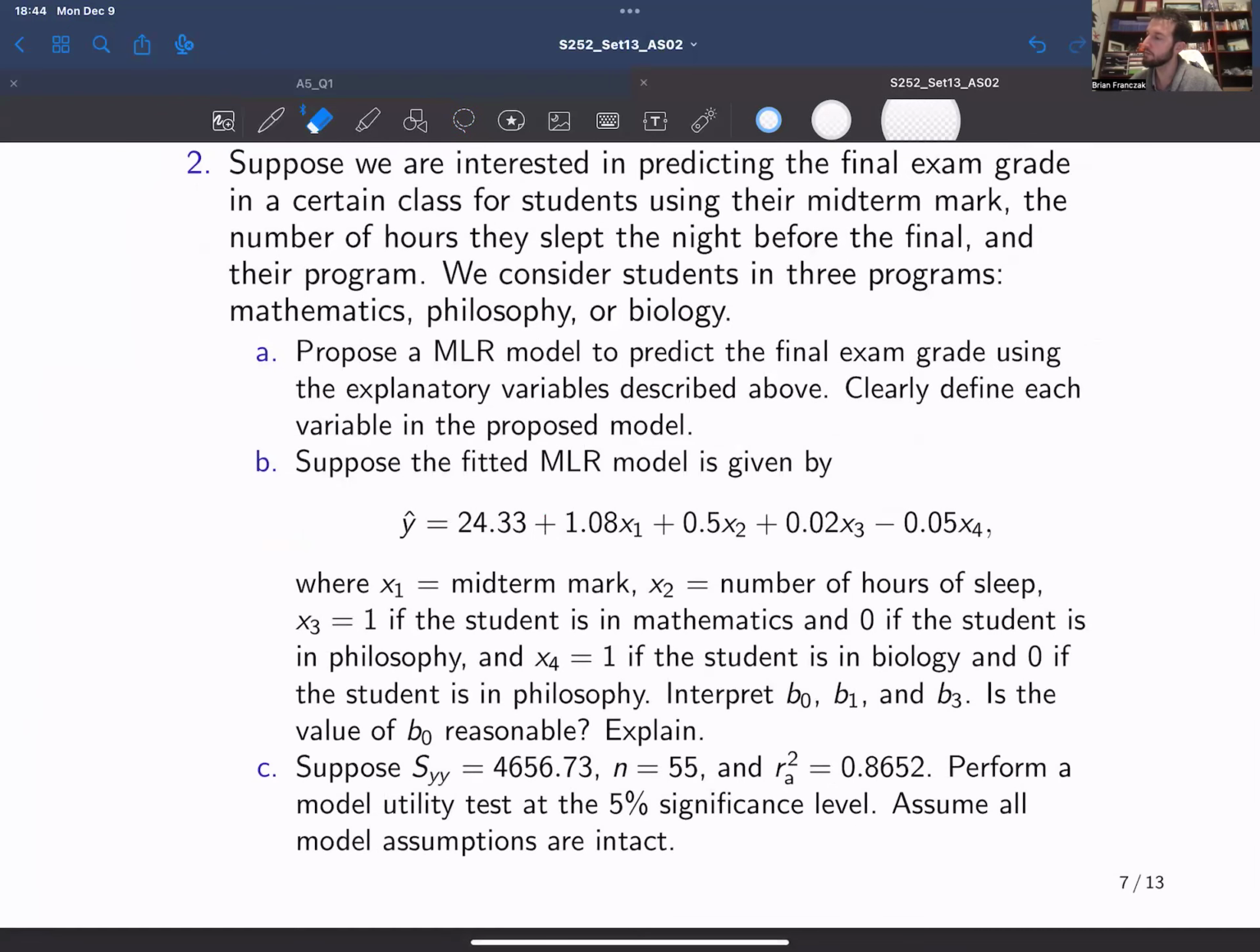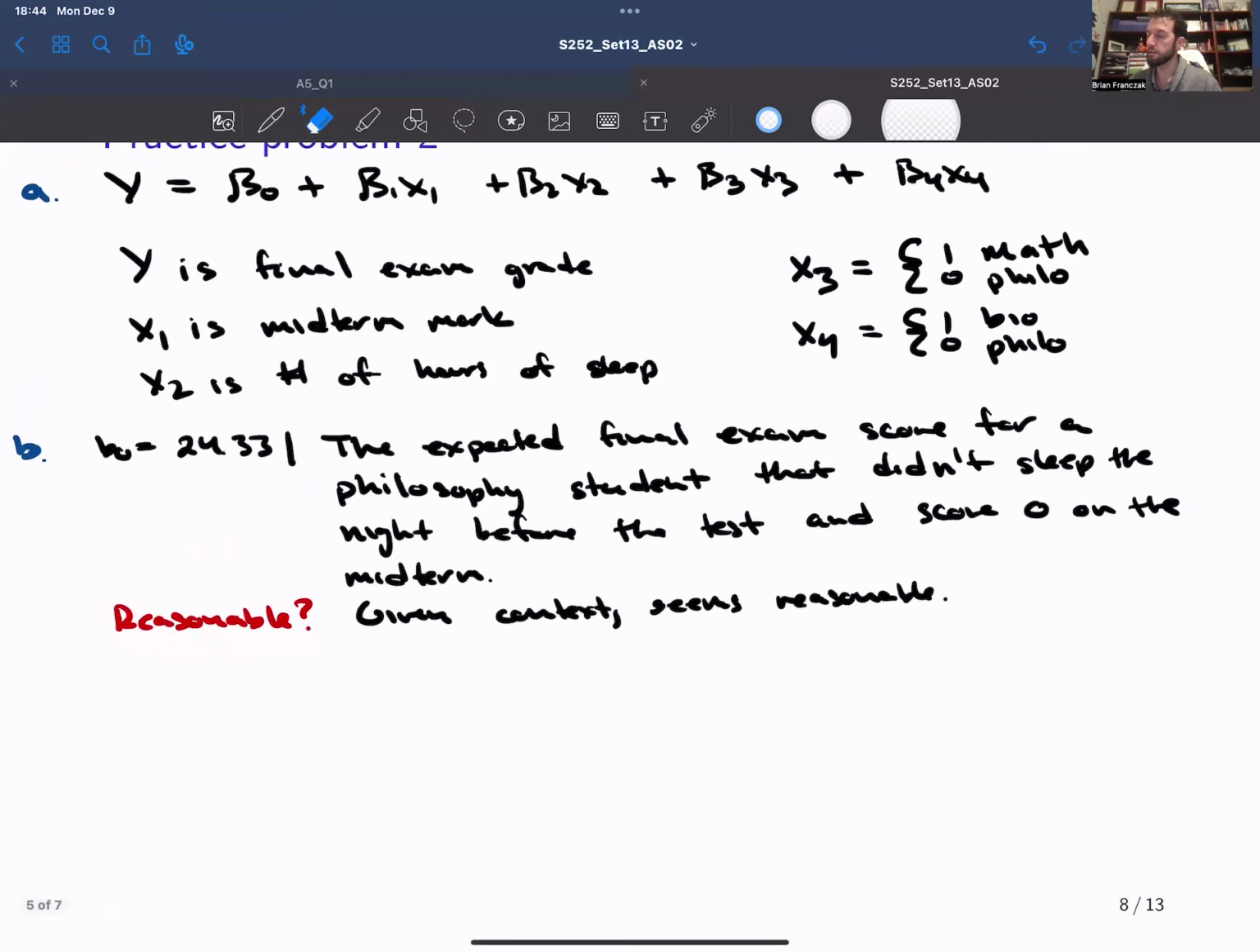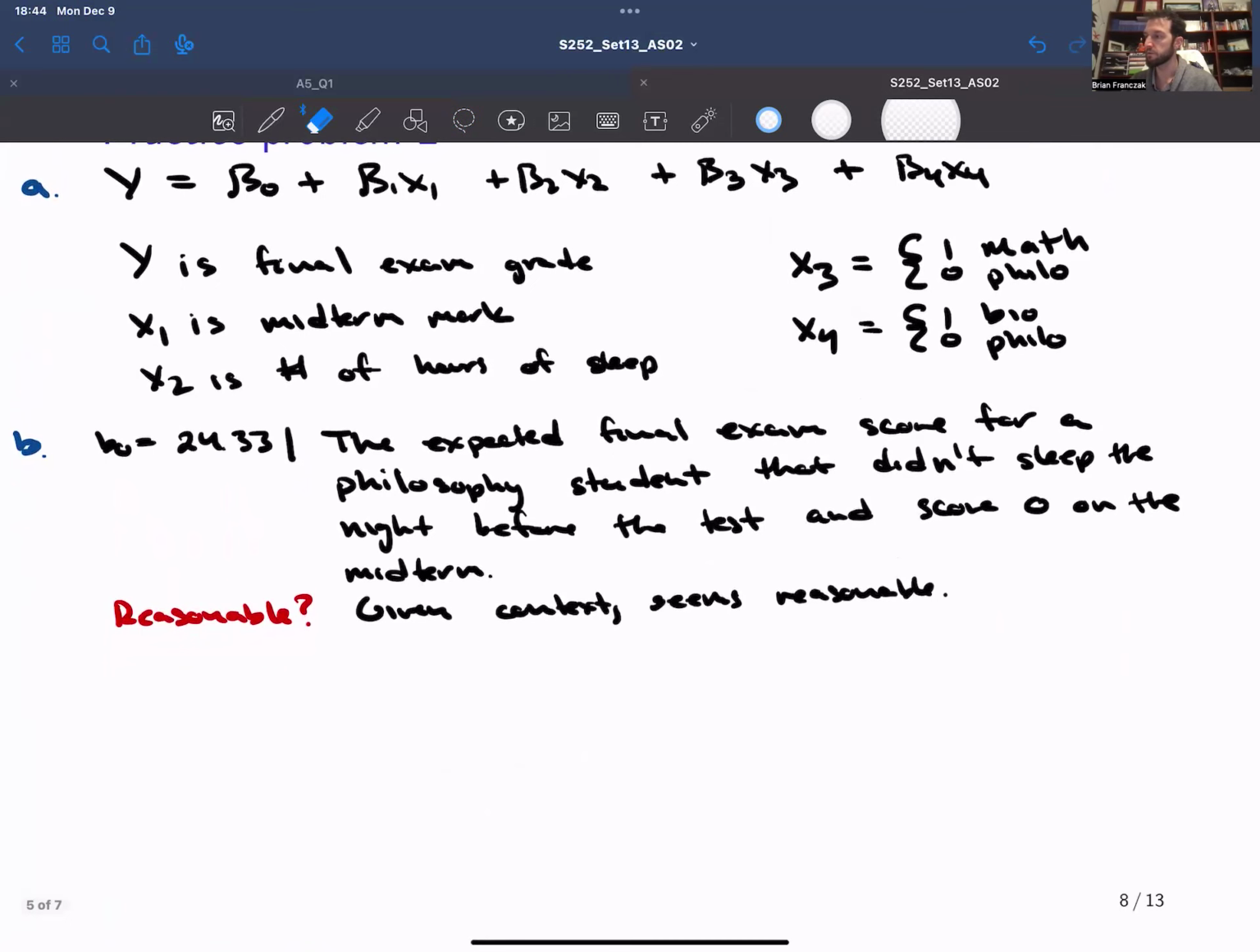B0, B1, and B3. So B0, we did this in the afternoon class. We didn't do this in the morning class, but it's a pretty straightforward interpretation. B0 is the y-intercept. So this is the expected value for the final exam score, given that everything else is 0.